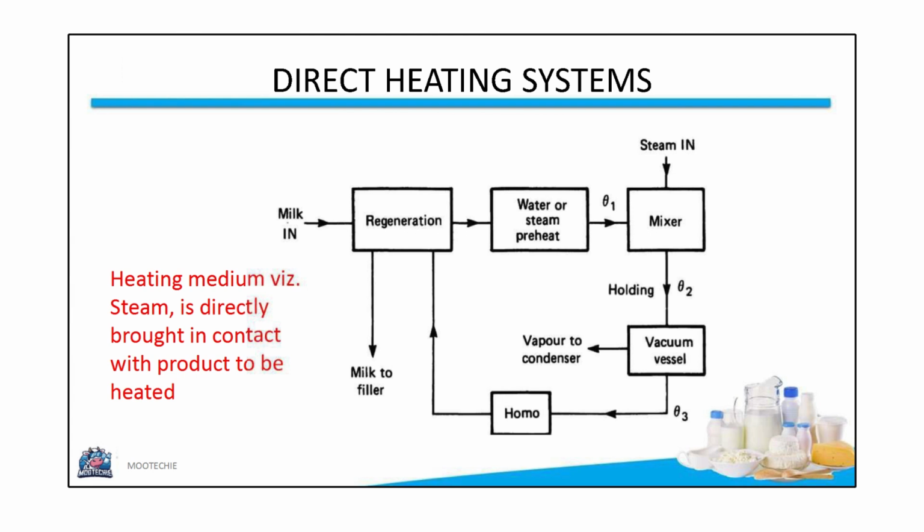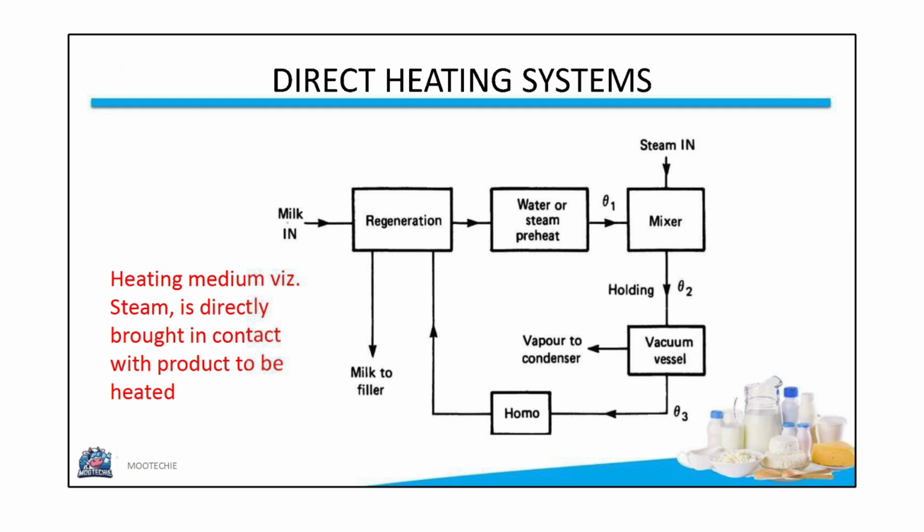Here the heating medium, which is steam, is brought into direct contact with the product. In a typical flow, milk is first preheated by regeneration, then further heated by direct steam injection or infusion. It passes through a holding section, then into a vacuum vessel where flash cooling occurs, removing the water added by the steam. It may then go to a homogenizer before aseptic filling.